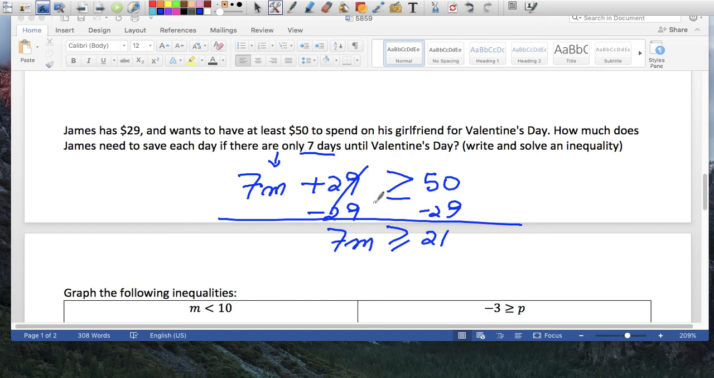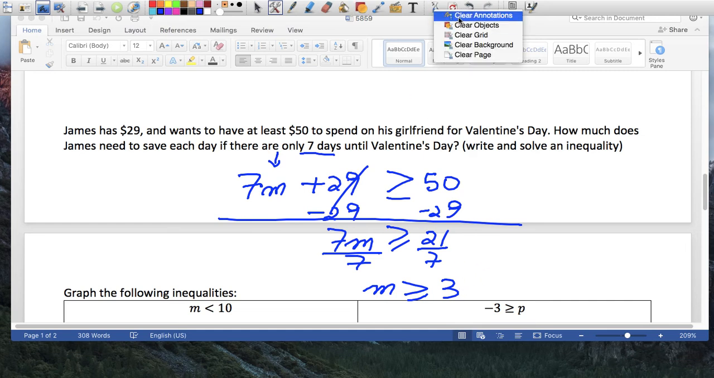So now it makes sense, right? If he has $21 that he has to save and he has 7 days left, well, we're going to divide by 7, and M, the amount of money that he has to save every day, has to be greater or equal to at least $3 every day. Okay.